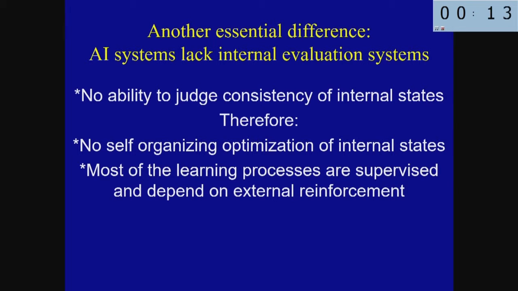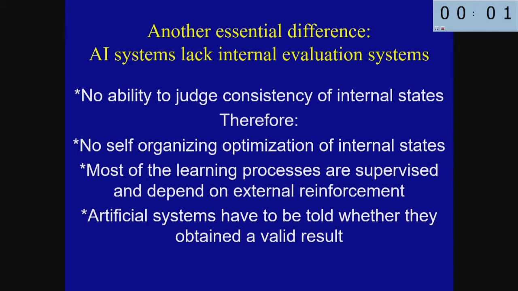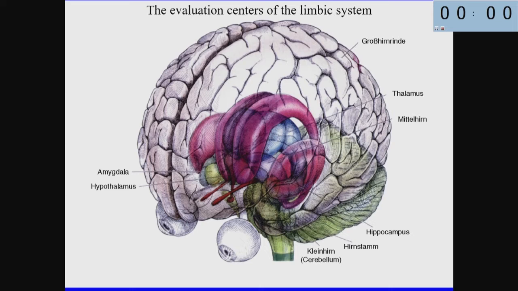And therefore, most of the learning processes are supervised, and they depend on external reinforcement. Unlike learning in our brains, we can capitalize on priors that come from evolution, as I will say in a moment. So artificial systems have to be told whether they obtained a valid result. And here you have the effort that nature made in order to implement these internal evaluation or reward systems. Everything that is depicted here in reddish are those centers in the brain that look at all the activity patterns in the brain and find out whether they are consistent, whether they are coherent, whether they make sense, or whether they are conflicts.